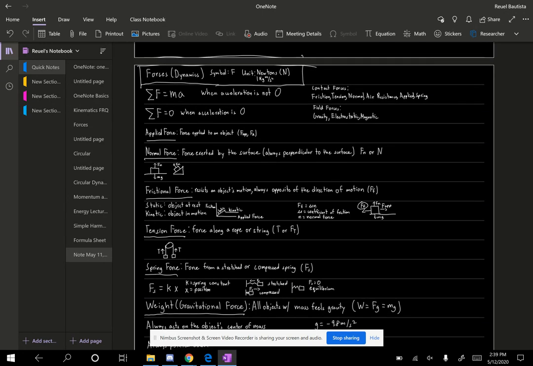Forces, or dynamics, centers around Newton's laws of motion, right? His first law of motion says an object at rest will stay at rest, or an object in motion will stay in motion with that same velocity in that same direction, unless acted upon by an unbalanced force. So that means if there is no net force, if one side is not winning out, then there's no acceleration, meaning either the object is going to stay at rest, or the object will keep on moving in that same direction forever.